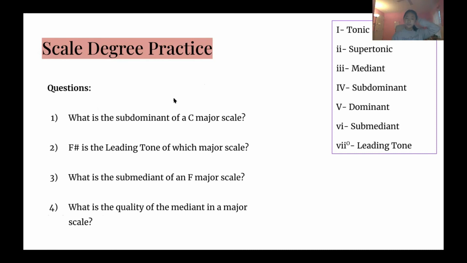So what is the subdominant of a C major scale? If we look to this chart, subdominant means the fourth note. So breaking this down, question 1 is basically asking, what is the fourth note of a C major scale? And with some deliberate thinking, I'm sure we can figure out that it's F.